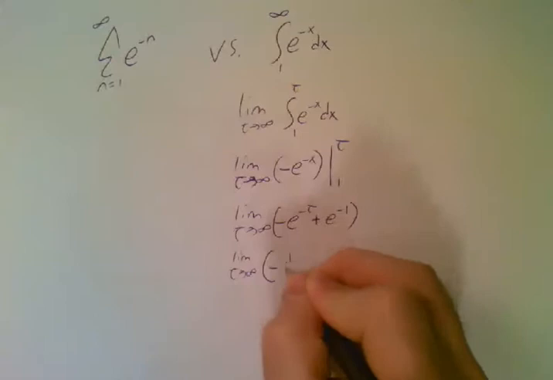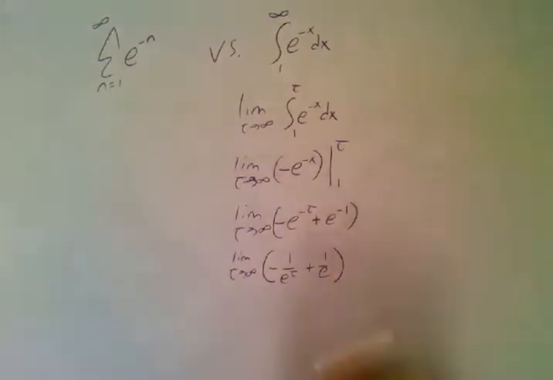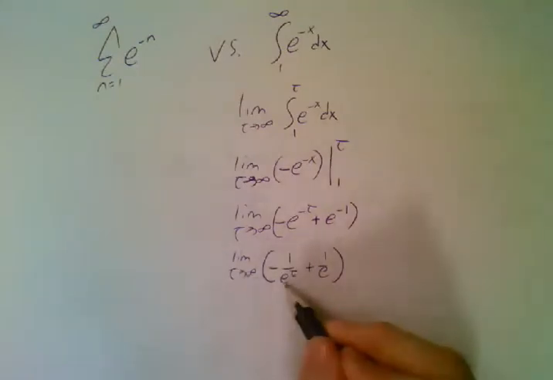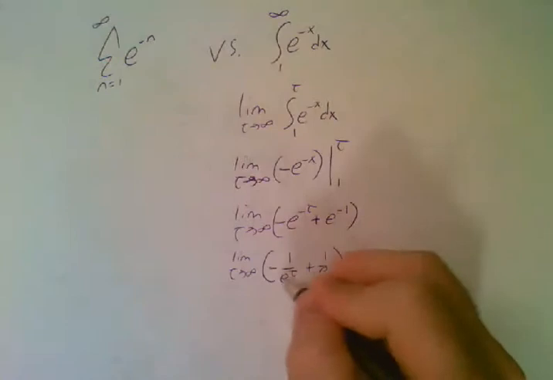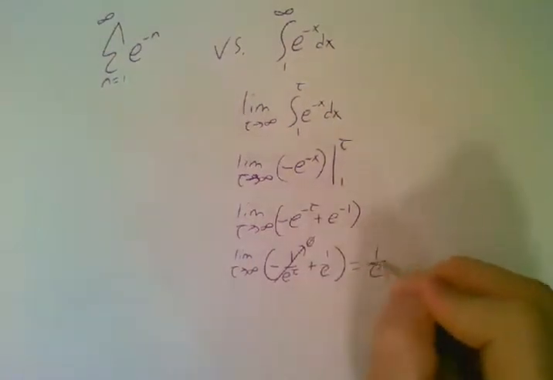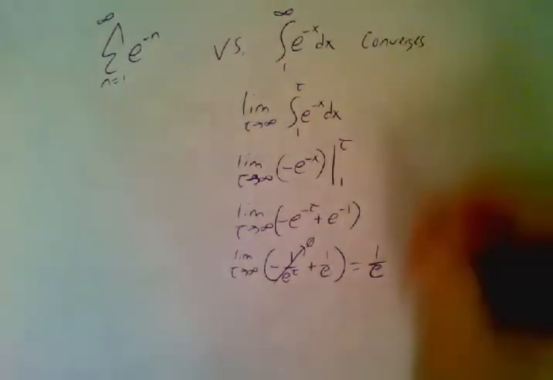Negative 1 over e to the positive t plus 1 over e, if I do them both. And now I actually realize that the t is the exponent in the denominator. So as t goes to infinity, that actually helps me, because this is going to go off to 0, leaving me with just 1 over e. So in fact, this integral converges to 1 over e.